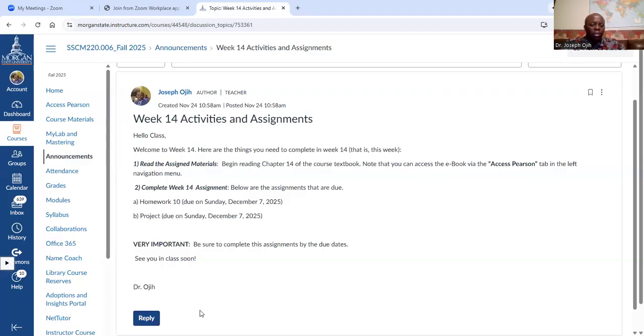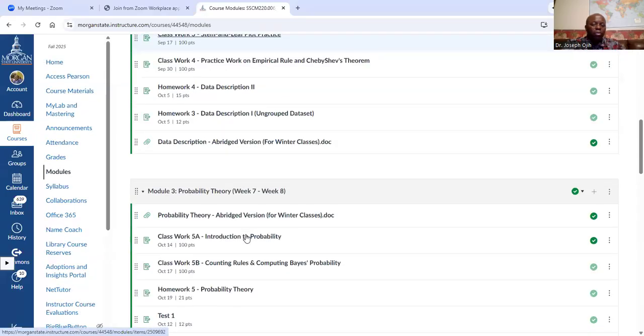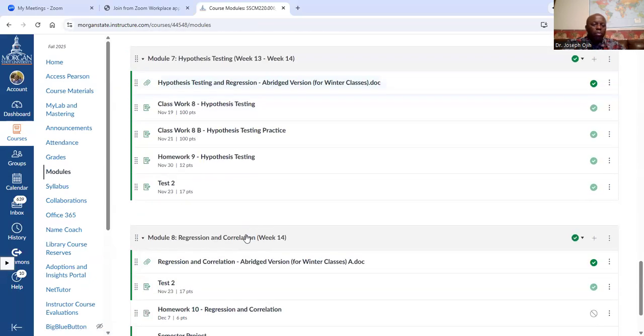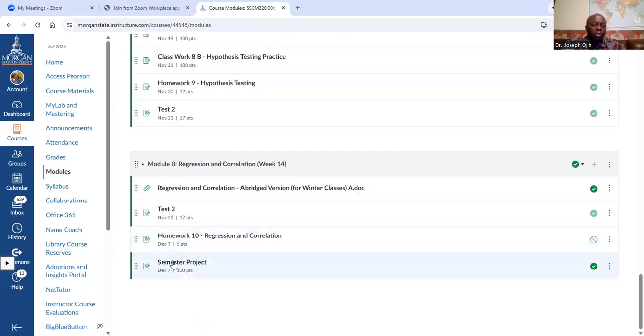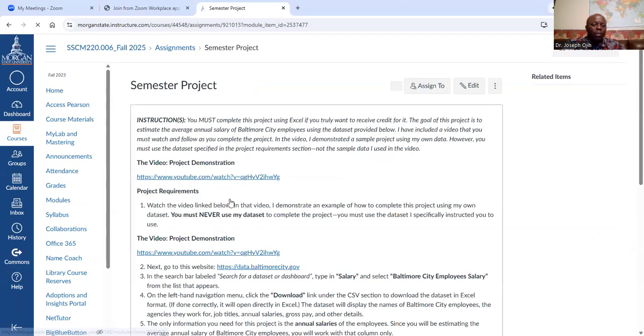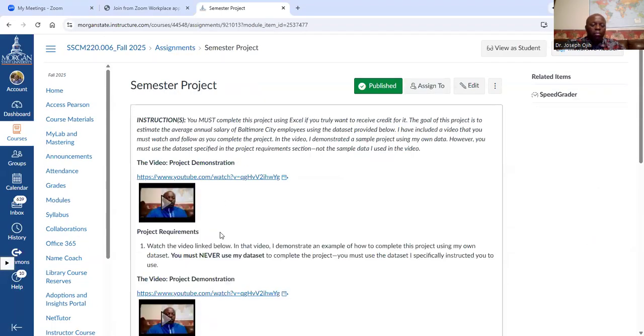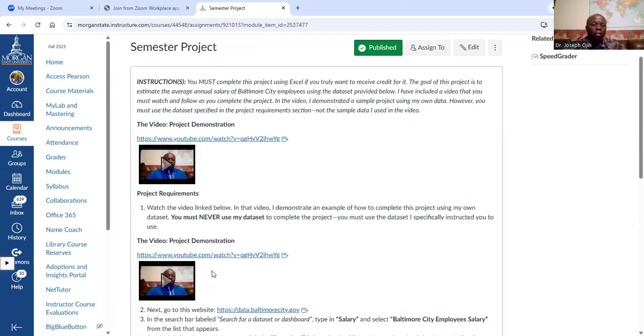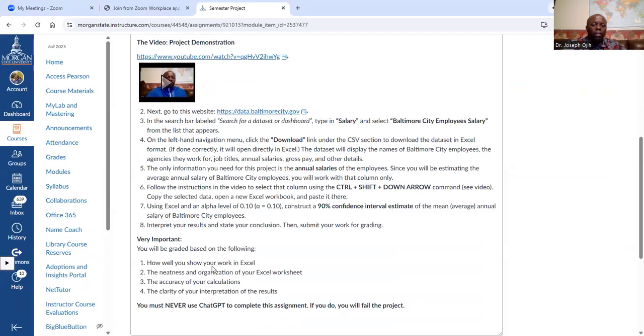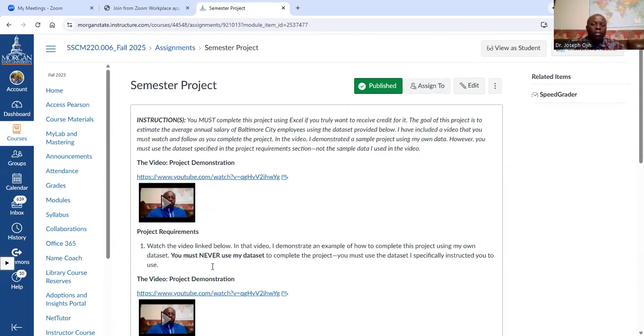I put your project already here in this module. If you click on the module and scroll down, you will see where I placed the project right here. And for that project, I put a video showing you the demonstration, the directions. So if you want to submit it early, fine with me. Watch the video first before you follow the direction as you do the project.